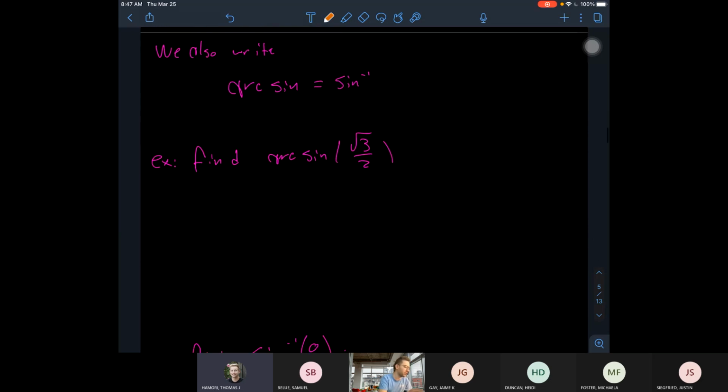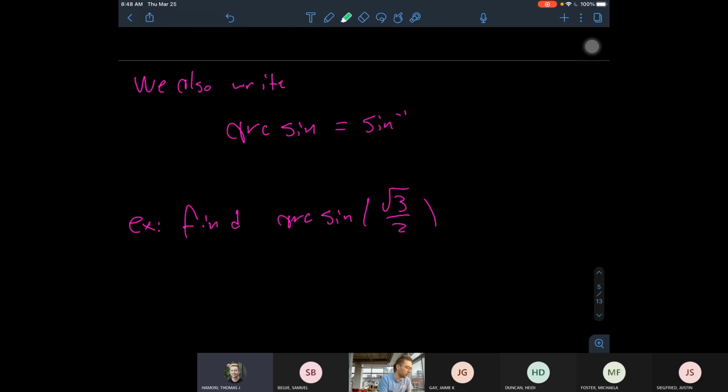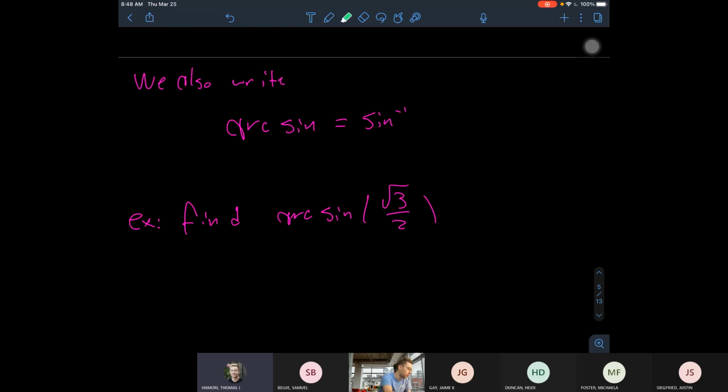Oh yeah, some notation here. We also write arc sine sometimes, so ARC-SIN, sometimes we write that instead of sine -1. They mean the exact same thing. So arc sine and sine inverse are the exact same.